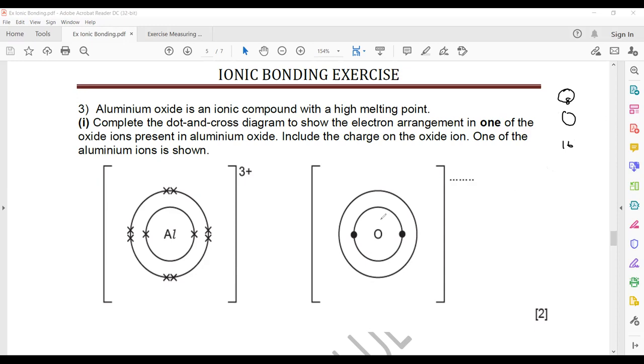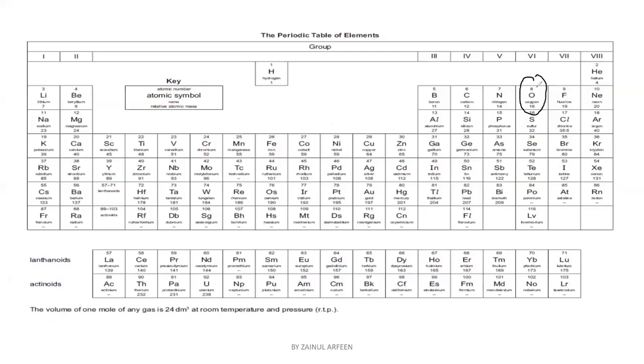How are the electrons arranged? The first shell will have 2 electrons, and the second shell will have 6 electrons. So 1 2 3 4 5 6. This is the oxygen atom. When you check the position of oxygen, oxygen belongs to group 6. So if oxygen belongs to group 6, how many electrons should it gain? Group 6, the valency is -2. So it will gain 2 electrons.